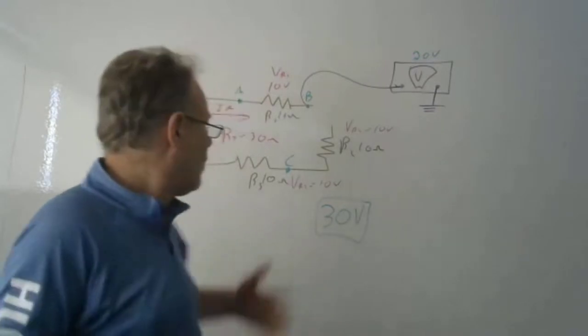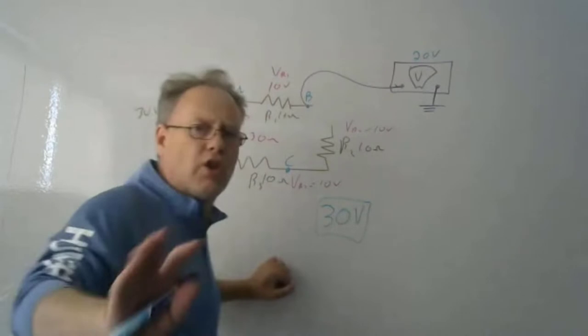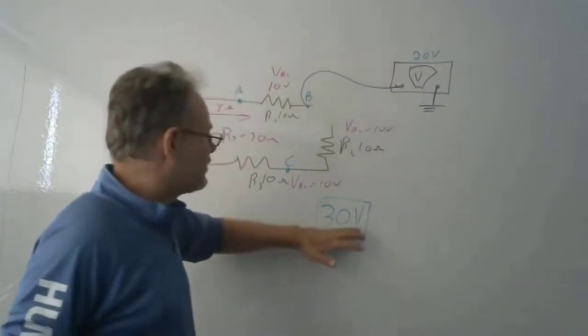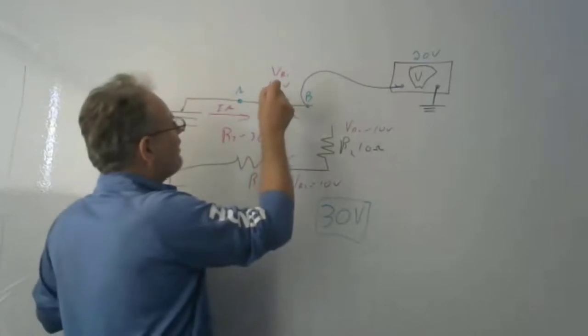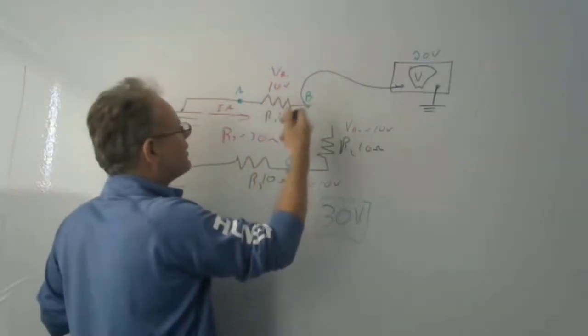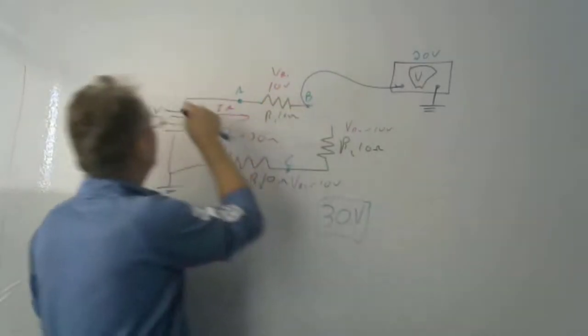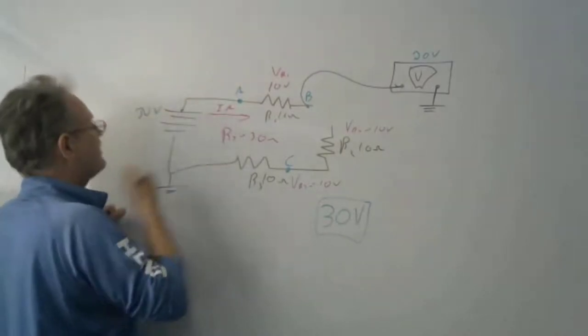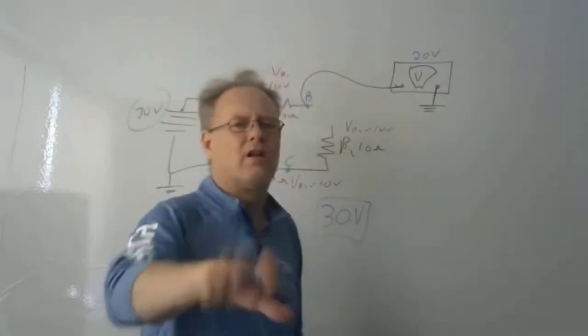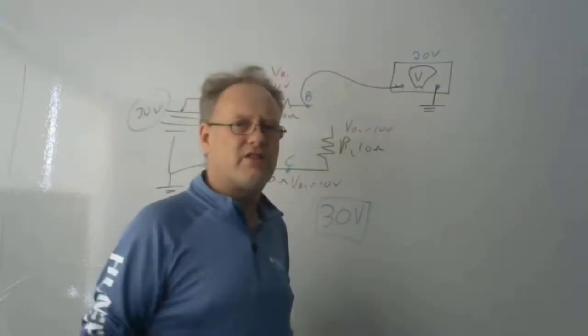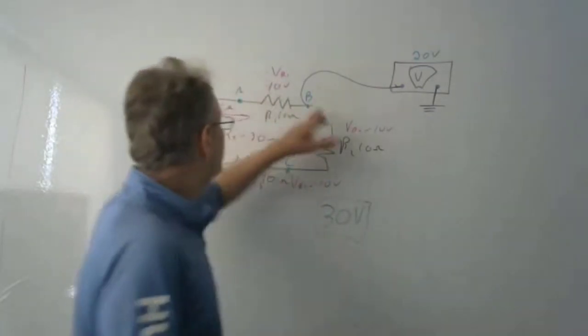Why is it 30 volts? It doesn't make any sense, right? Because think about it. Wait a second. I've got this guy here. So are you telling me that it's reading the voltage up here? Are you telling me that it's actually reading this? Is that what you're saying in your head? Well, actually, it's true. It's reading this.